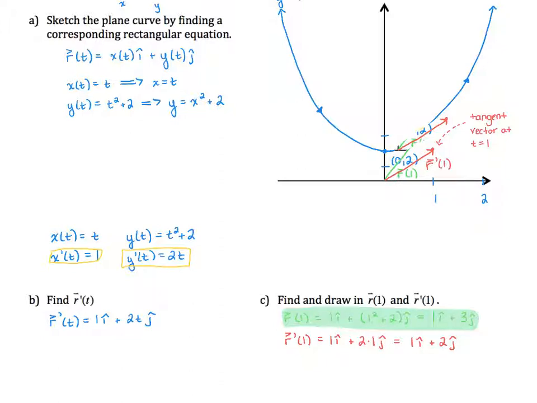So by finding r prime of 1, we have found the tangent vector at t equals 1. When we draw the vector in standard position, it doesn't necessarily look like it is tangent to the point in question, but just remember that position is not a defining characteristic of vectors. So you can move that vector all over the coordinate plane if you want to. It is still the same vector. And that's the big takeaway from there.